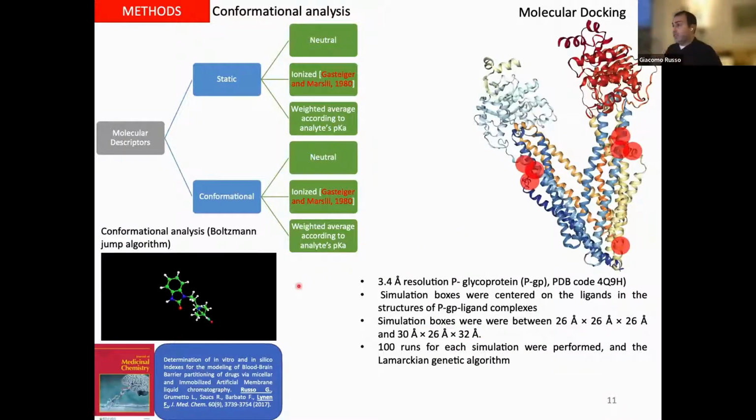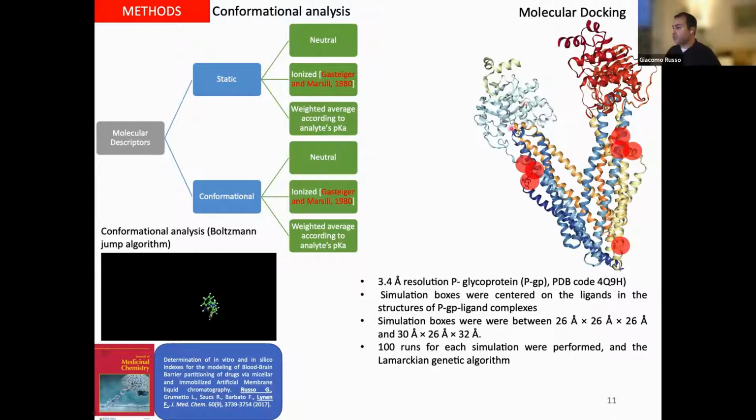For the in silico properties, we derived and calculated the molecular descriptors, assuming the molecules as static or also exploring the conformational space. In either case, we considered the molecule as neutral, as completely ionized, and then, as a third attempt, we performed a weighted average according to the analytes' pKa collected from the literature.